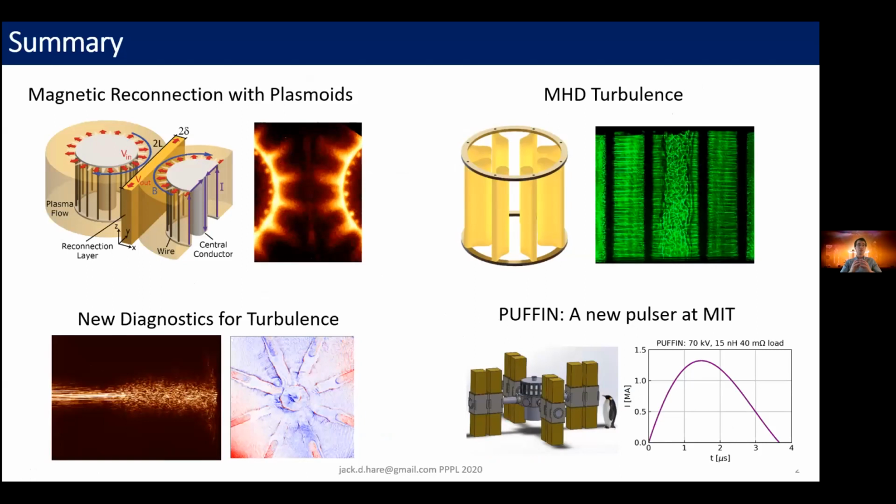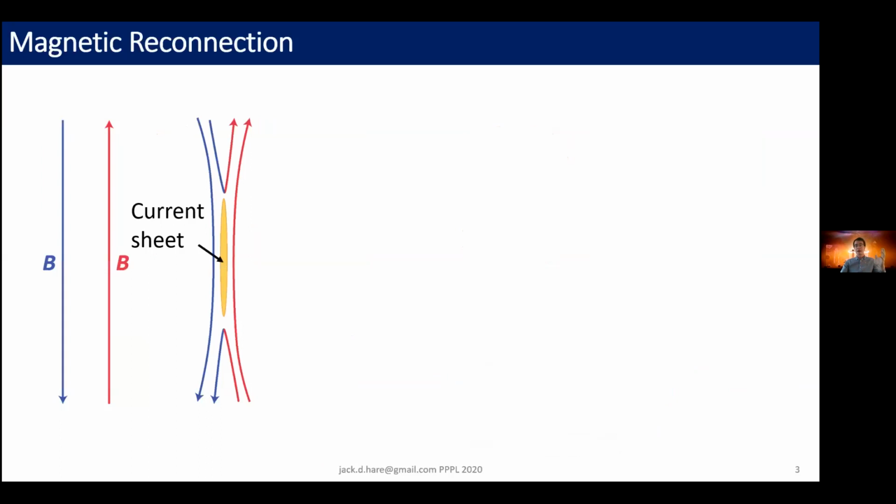So as a bit of a pictorial summary of what I'm going to be talking about today, I'm going to show you some experiments involving magnetic reconnection, where we observe the formation of the plasmoid instability within a reconnection layer. I'll also show you some experiments trying to create magnetohydrodynamic turbulence using a merging flux tube experiment. I'm going to talk about some new diagnostics we've been developing for studying turbulence in high energy density plasmas. And finally, I'll speak a bit about Puffin, which is a new pulse power facility which I'll be building at MIT next year.